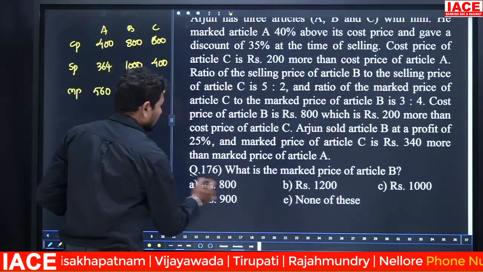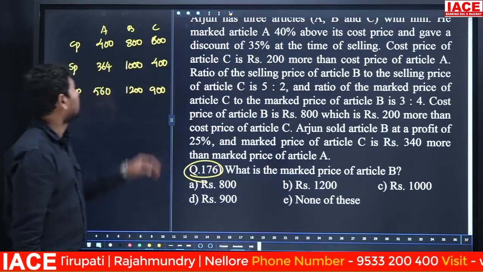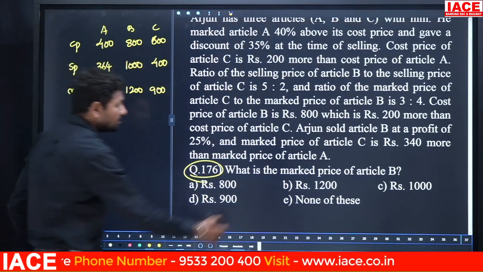Next. What is the market price of article B? Market price of article B is how much rupees? 1200. Option B.